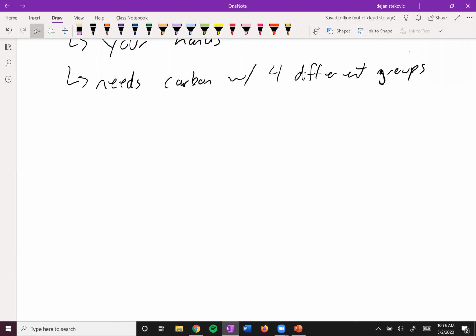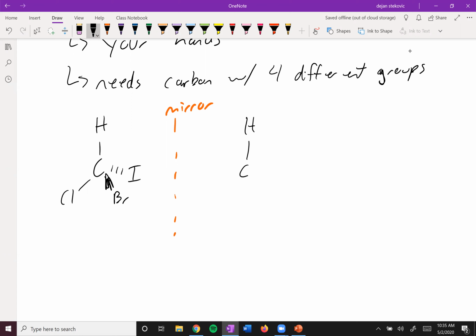So let's take a look at a carbon with four different groups. We'll have a hydrogen, a chlorine, a bromine coming out of the board, and then an iodide going into the board. Then we'll draw a little mirror, and then we'll draw the mirror image of this. Again, we'll have this carbon, hydrogen. This time the chlorine will be to the right. The bromine will still be coming out of the board, and the iodide will still be going back into the board.